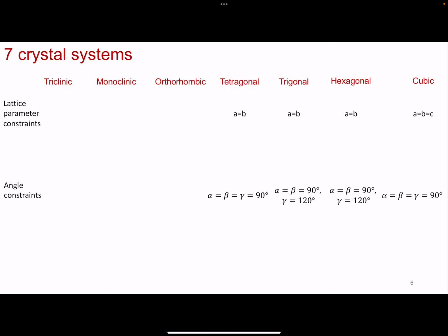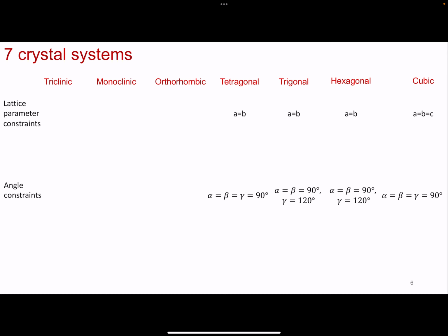So to start off with, if we were just to put the atoms at the corners of the unit cell, then we can have 7 crystal systems: triclinic, monoclinic, orthorhombic, tetragonal, trigonal, hexagonal, cubic. So this is in order of increasing symmetry. And we can describe the constraints of the lattice parameters and angles like so.